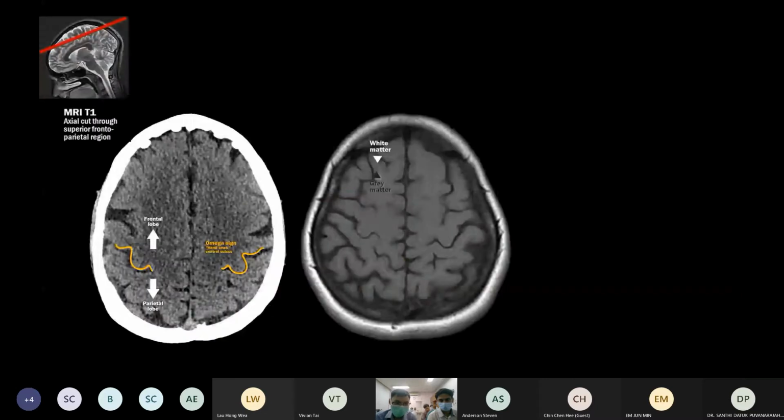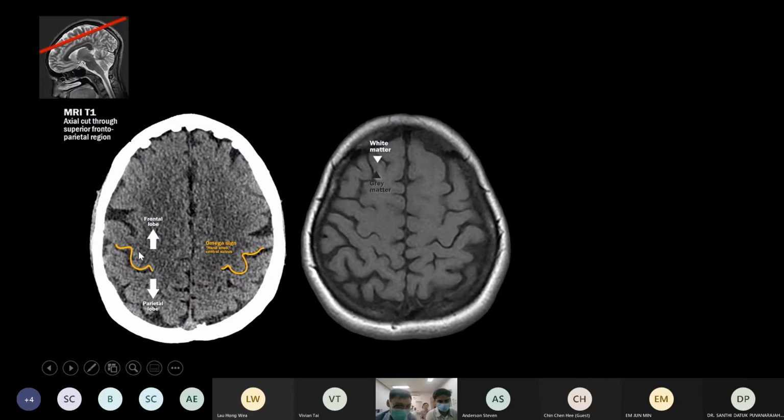I will divide the anatomy part into a few cross sections because this will help us understand some normal brain anatomy structure in our body. So this is the axial cut through the superior frontal parietal region. As you can see in the photo here, it's actually superior parietal. This is the CT brain plane and this is the MRI, okay?